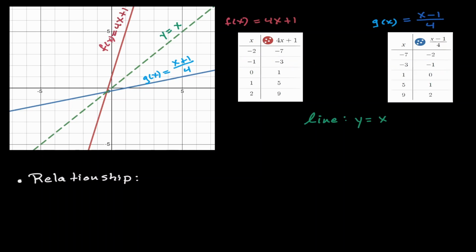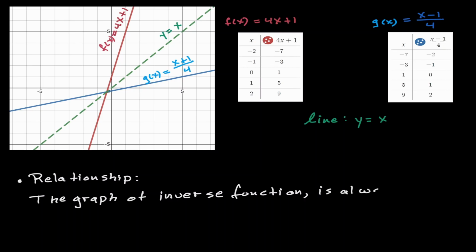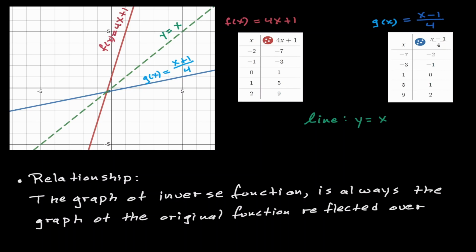And this is something that will always be true for any function and its inverse function. And the relationship is that the graph of the inverse function will always be the graph of the original function reflected over the line y equals x. And this is true because of the relationship that we showed previously between a function and its inverse function. The domain and the range will switch locations, and that creates a reflection over the line y equals x.